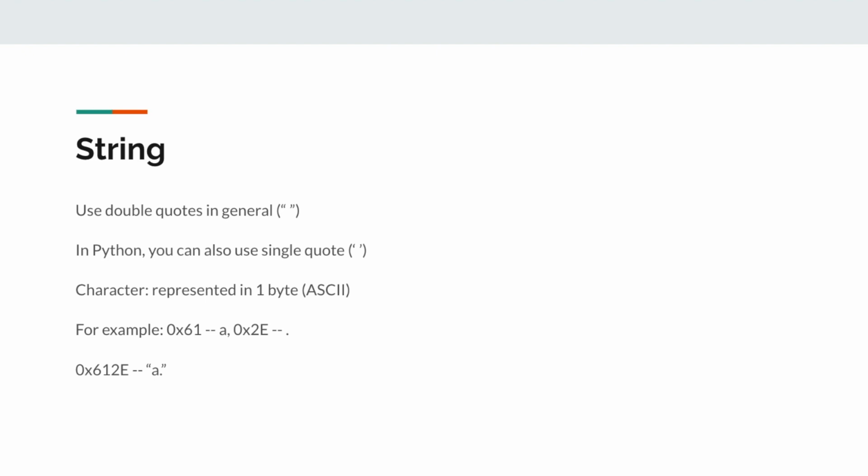So for example, 0x61 represents the lowercase character a. 0x2e represents the dot. So if you tell the computer that 0x612e is a string, the computer would read it as a dot.